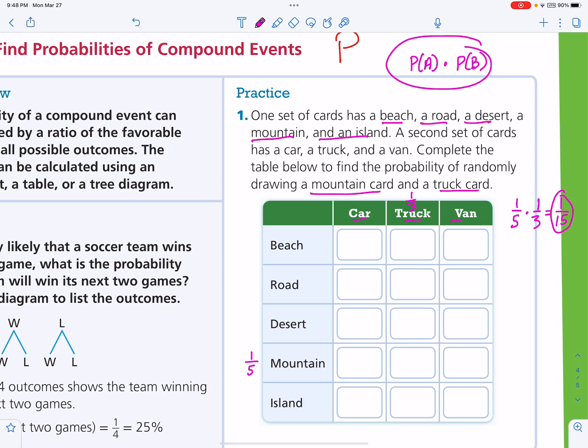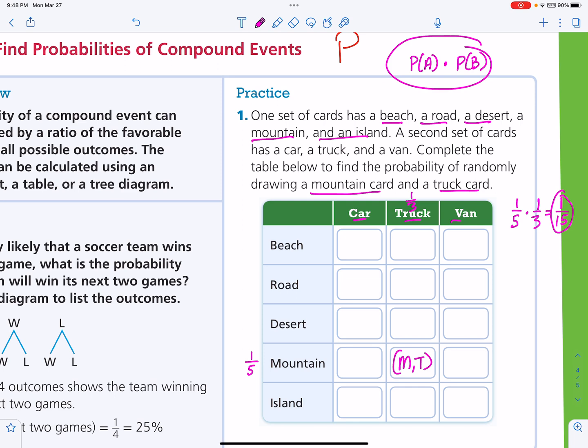Okay, and so there's our answer already, but they are telling us to complete the table. So I don't care about any of the other stuff. I just want to know probability of drawing a mountain card and a truck card. So I have mountain and truck like that, and that's how we would represent those.